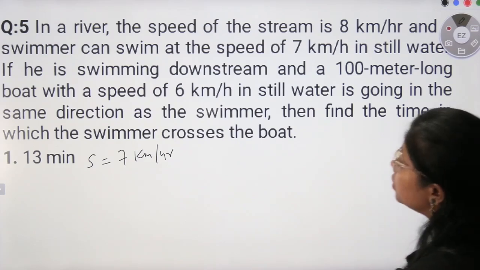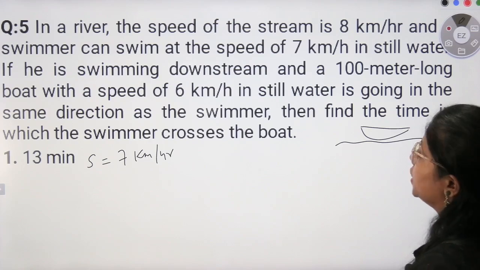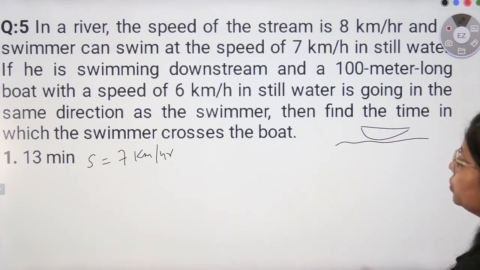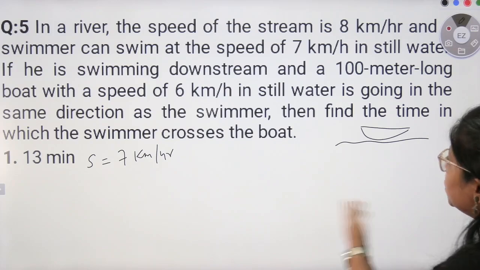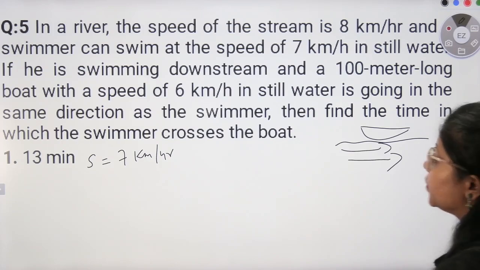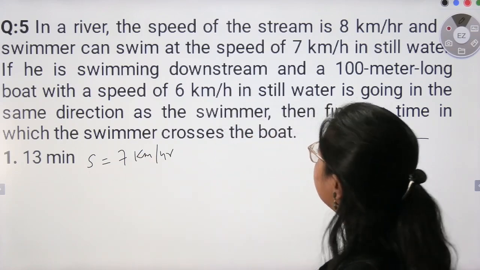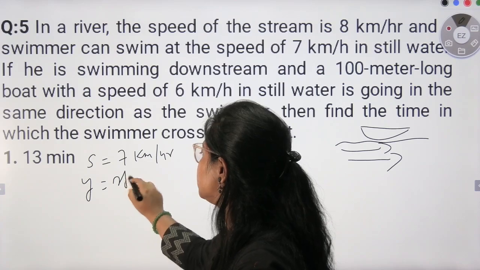and a 100-meter long boat with a speed of 6 km per hour in still water is going in the same direction. So one is a swimmer and another is a 100-meter long boat, and both are going in the same direction. That means both are going downstream, isn't it? So the swimmer is going downstream and his individual speed is 7. I don't know the value of the speed of the stream, so let us consider the speed of the stream as y. y is the speed of the stream.